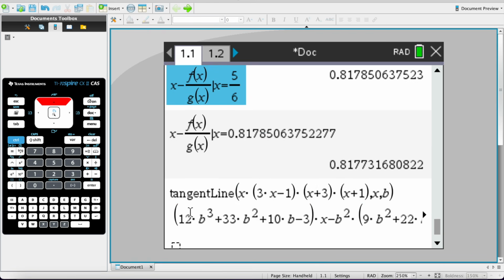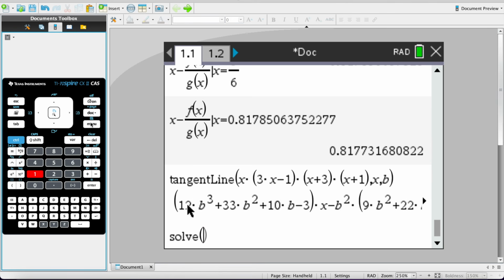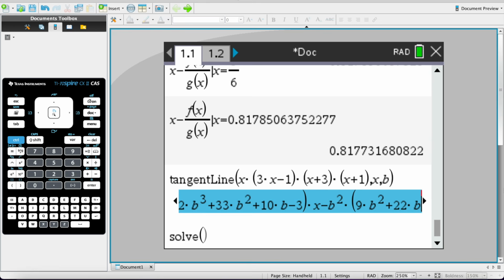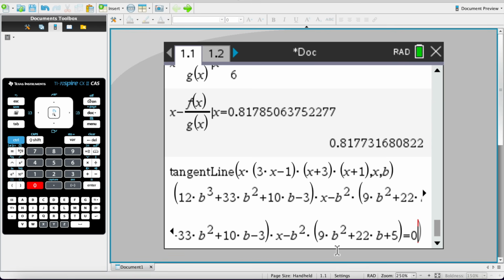Now we just want to do a solve and see this equation here. We want it to pass through the x-intercept, which is (1/3, 0). So y is equal to 0, so this is equal to 0, and x is equal to 1/3.